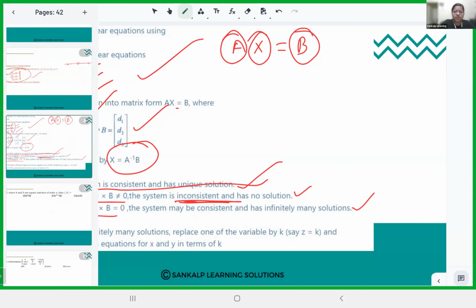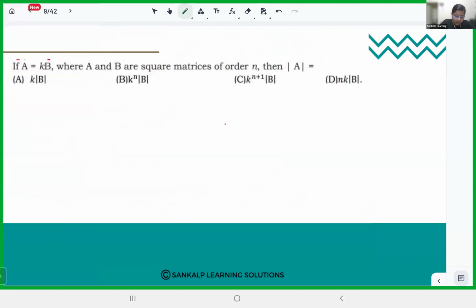All right, so this is the first question. If A is equal to K into B, where A and B are square matrices of order n, then determinant of A is equal to what? You have to find out the determinant of A. How will you do that? You have studied this property, right? And what is this matrix A? It is nothing but K into B.